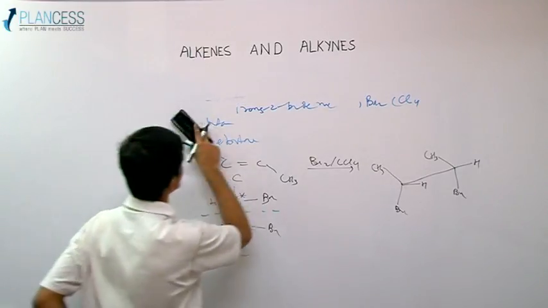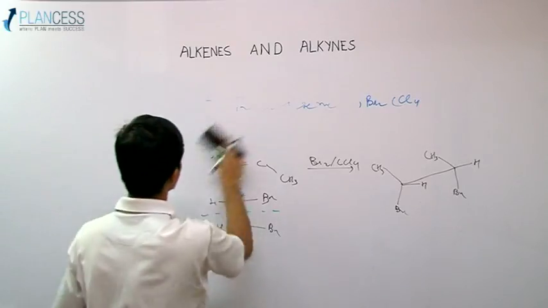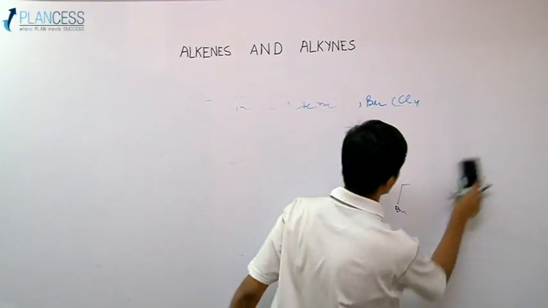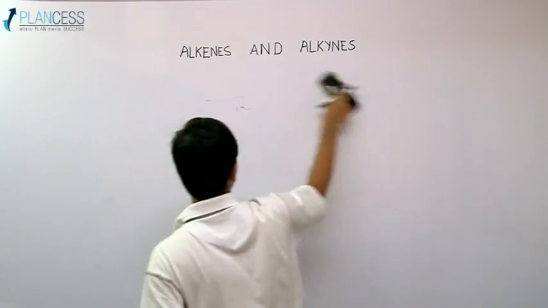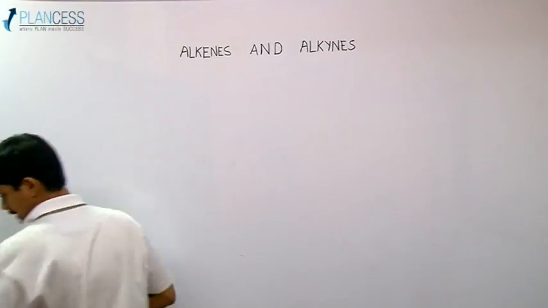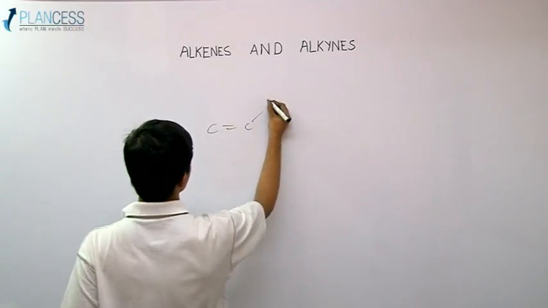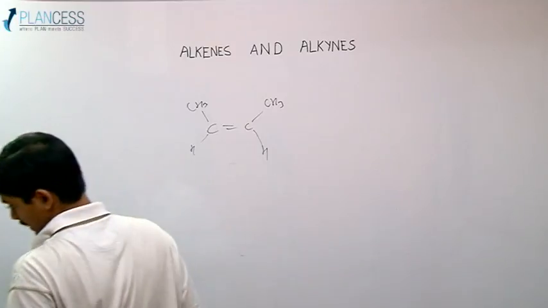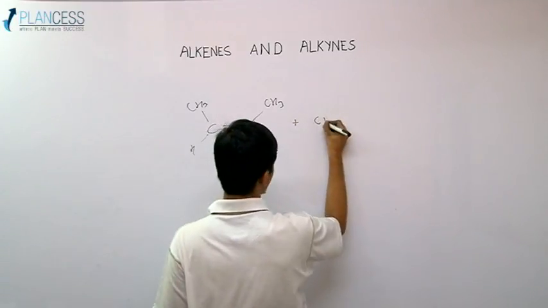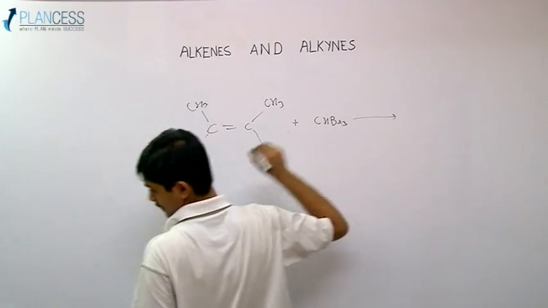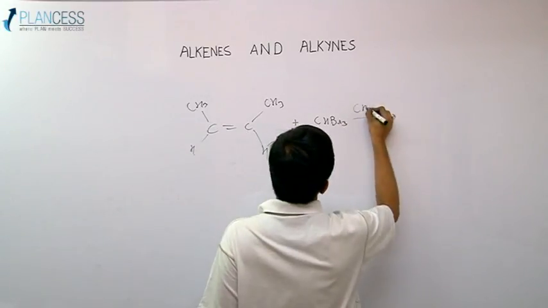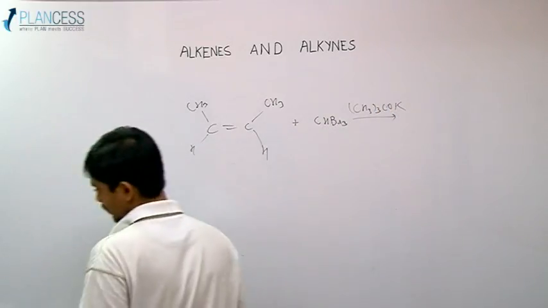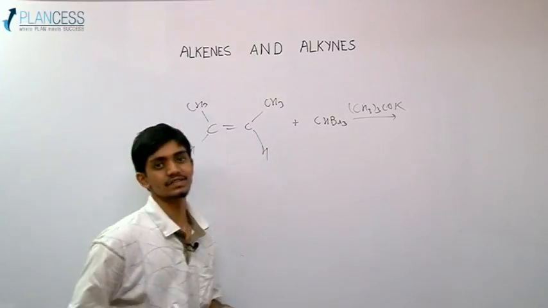The first question is, you are again given an alkene and you are given some reagent, but this time the reagent is known to you. Let us see if you can recall it. It is C double bond C, CH3, CH3, H, H, and we have CHBr3. Do you remember something? Then we have the reagent (CH3)3CO-K+. Now what is the major product obtained in this reaction?